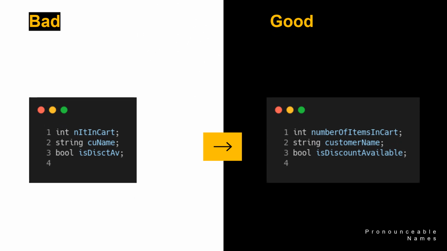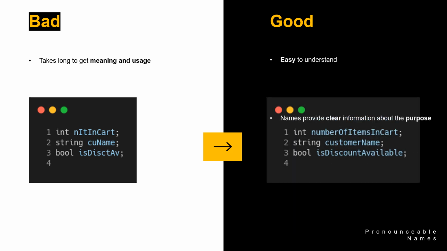Using pronounceable names in your code is important because it makes it easier to understand and work with. If the names are not pronounceable, it takes longer to figure out what they mean and how they are used. Using clear, descriptive names helps to improve the readability and maintainability of the code. This makes it easier for others, or yourself, to understand and work with the code, and reduces the risk of errors and confusion. For example, the names in the good example are easy to pronounce and provide clear information about the purpose and function of the variables.